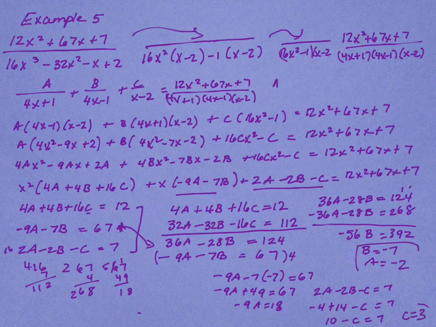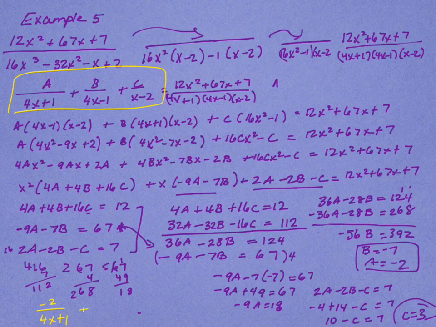So we have these numbers here. So let's write our final answer. And believe it or not, guys, we're 100% right because I looked at the answer at the end. So we have A over 4x plus 1, and A was negative 2. So negative 2 over 4x plus 1 plus B, which is negative 7, over 4x minus 1. And then we have plus 3 over x minus 2. So there's our fraction decomposition, and that's your notes for today's lesson.